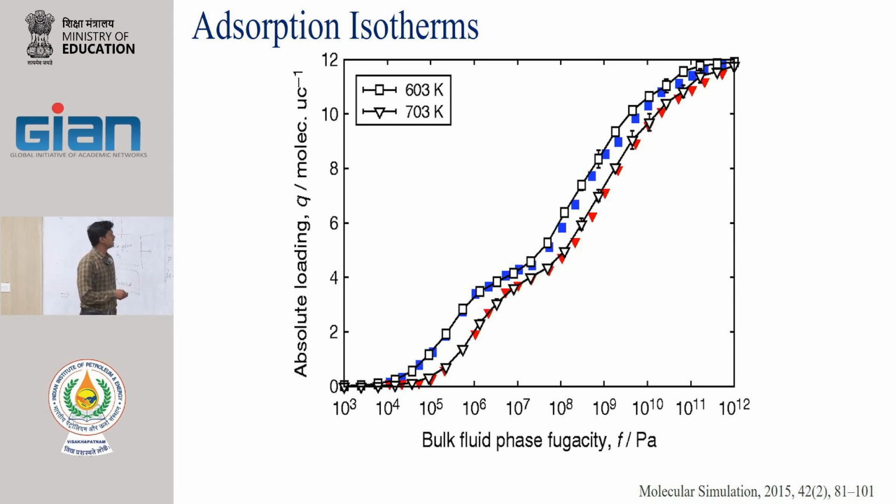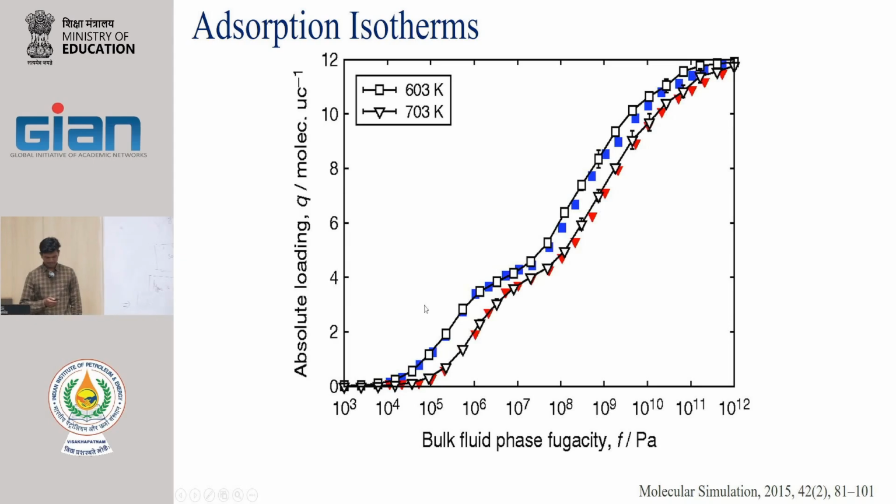So what you can see here is that the black squares and triangles are at 600 Kelvin and 700 Kelvin from experiments, and the colorful ones here are from the simulations. You can see that even using simulations you are able to predict the adsorption isotherms very well, right? But still you see here and there some differences, but they are not major. You are able to predict both qualitatively and quantitatively very well.